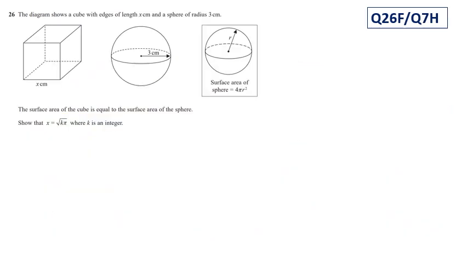Okay, so question 26. The diagram shows a cube with edges of length x centimeters and a sphere of radius 3 centimeters. The surface area of the cube is equal to the surface area of the sphere. Show that x equals square root of k pi, where k is an integer. That essentially means k is a whole number.